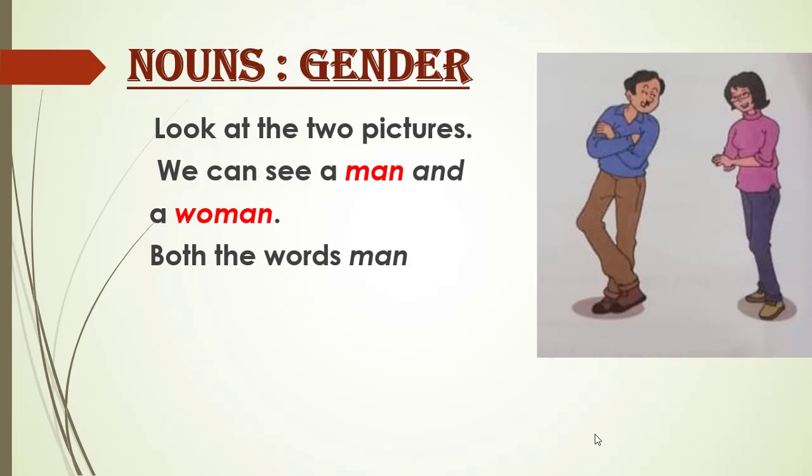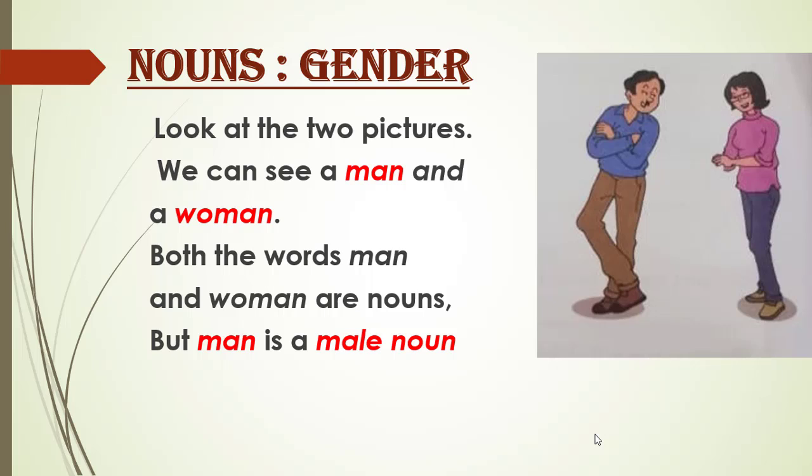Both the words man and woman are nouns. We know that man and woman, both the words are naming words and both are nouns. But man is a male noun and woman is a female noun. Here man is classified as a male noun and woman as a female noun. So gender is divided into 2 classes. One class is male noun and the second class is female noun.